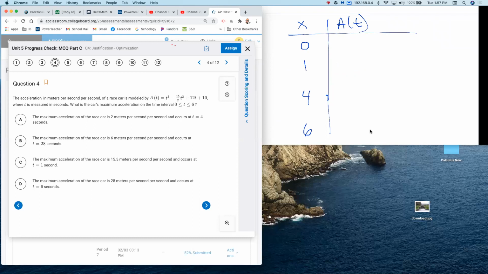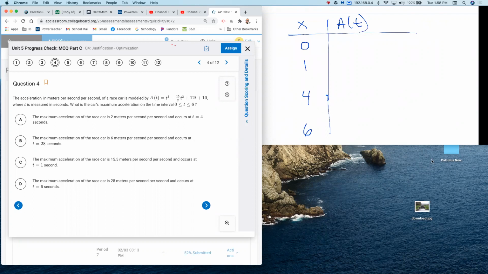Now we're going to go through and plug in those values into here. And remember, we're trying to figure out what the maximum is, okay? Any questions on that? Now, right away, you should know that B is not the right answer because t = 28 is way outside of our t values here, right? So we're going to try to maximize this.